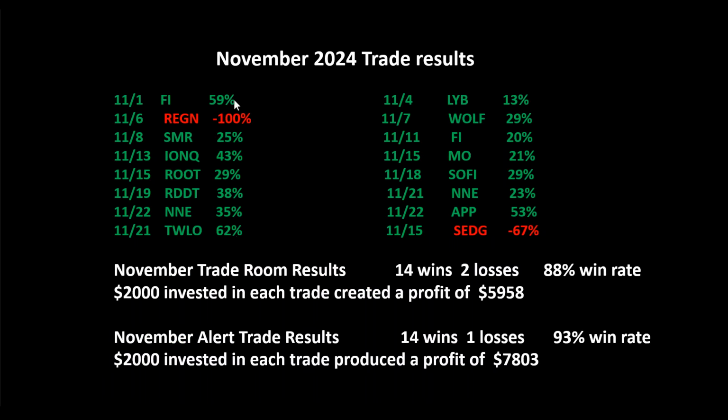There's the November room trades. Again, a couple of losses, 14 and 2, an 88% win rate. Alerted trades, 93% win rate, up 78.03. Pretty good month in November.